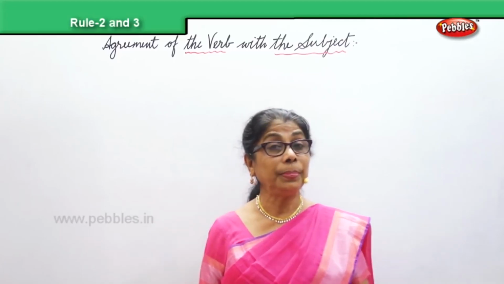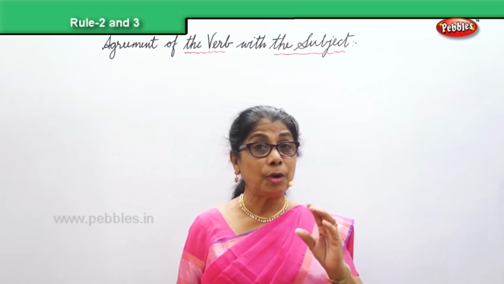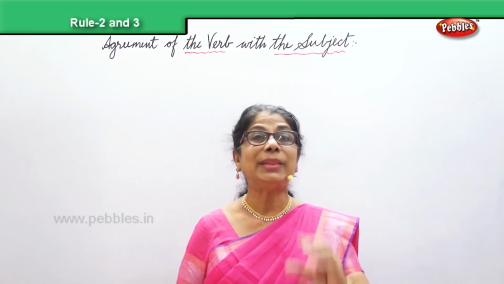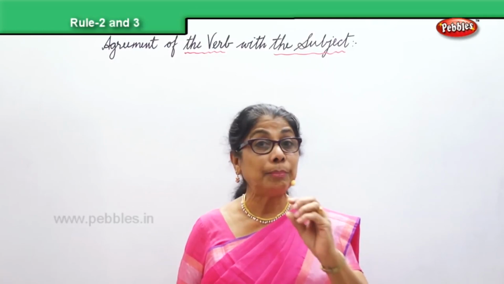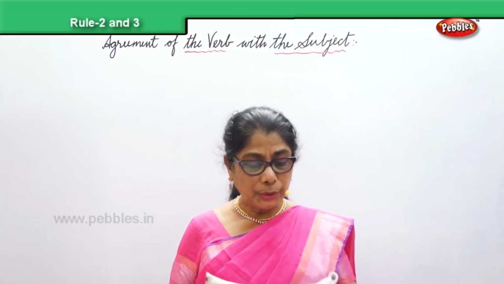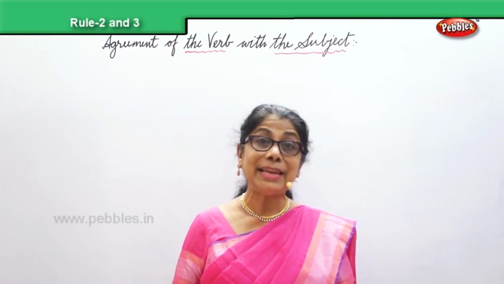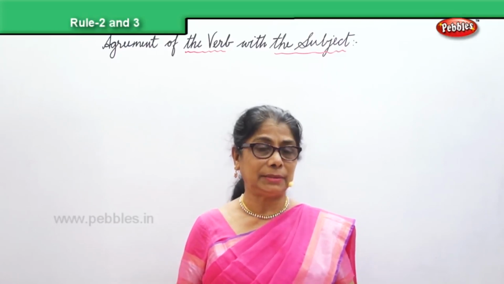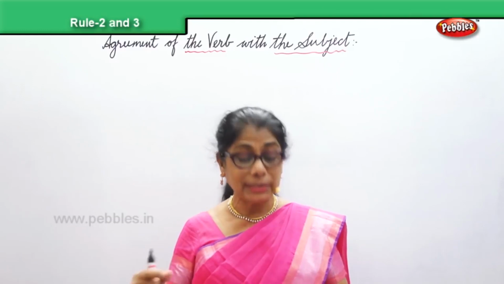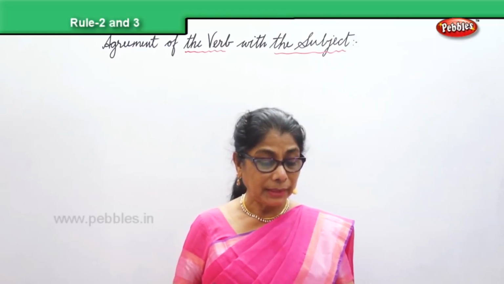What was the first rule? The first rule is, when two or more singular subjects are joined with and, it takes the plural form of the verb. Now the second rule, rule number two: when two singular nouns refer to the same person or the same thing, the verb must be singular. Okay? And that's what we are going to do.